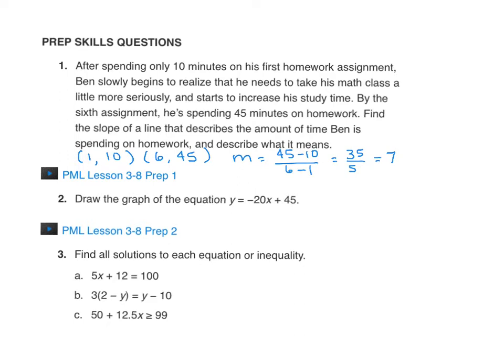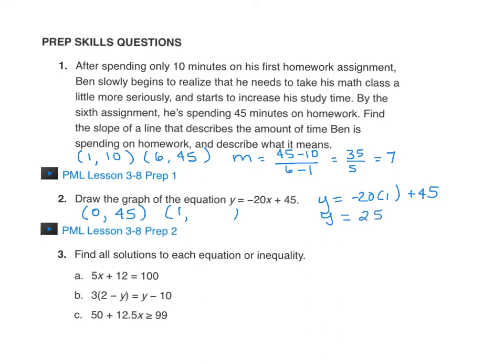Number 2, they ask us to draw the graph of the equation y equals negative 20x plus 45. Remember we said we need at least 2 points to determine a line. So I'm going to substitute 0 in for x. And so negative 20 times 0 plus 45 gives me 45. And then I'm going to go ahead and substitute 1 in for x. So I'm going to write this out to the side. Y equals negative 20 times 1 plus 45. That will yield y equals 25.